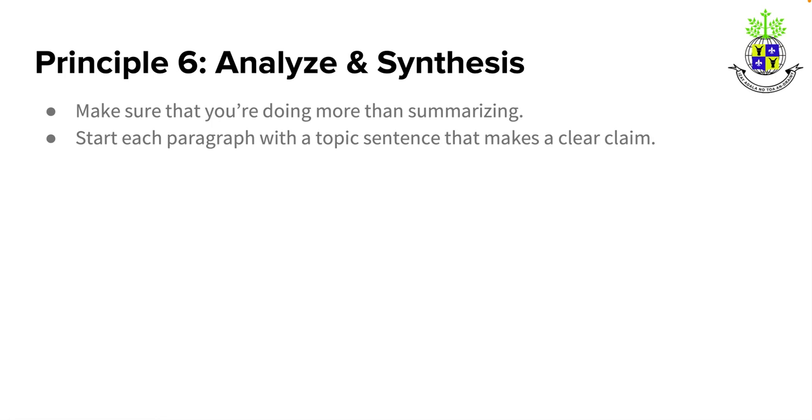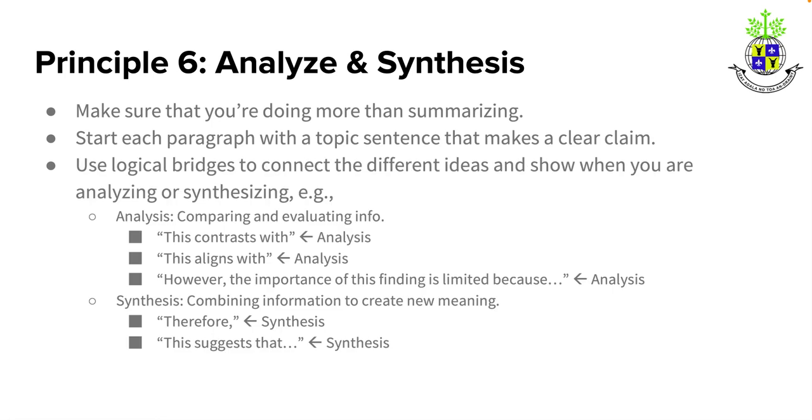Give us evidence, grounded in the literature, that supports that claim. Sometimes you'll have argumentation, but you're going to want to be grounding within the literature and in data as much as possible. And use logical bridges to show us how the different information fits together. So when you are analyzing, when you're comparing or evaluating the information, use phrases like this contrasts with or this aligns with. And however, this is important because, or this is less generalizable because.